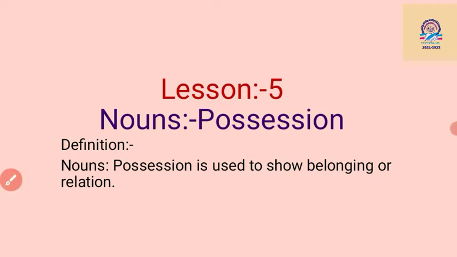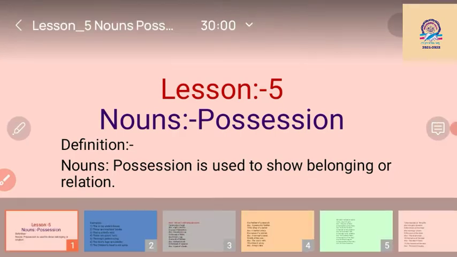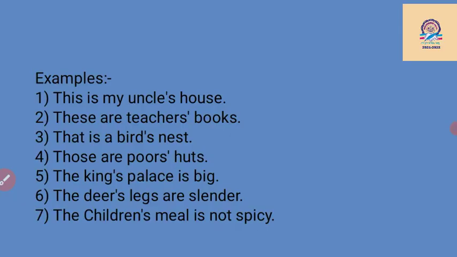Whose house is this? We can say that it is Mr. Sharma's house. So the house shows the relationship with Mr. Sharma. We see the examples here. First, this is my uncle's house. So the house shows the relationship with the uncle, and for that we need apostrophe s to show the noun possession.